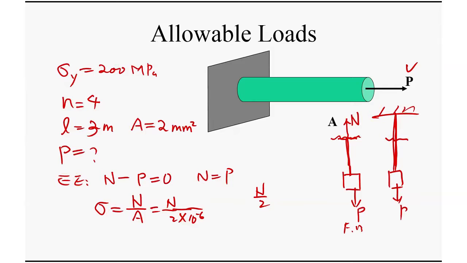Now what's next? How can I make this safe? I want to make this stress smaller than what? It should be smaller than the allowable stress. That's what we define. Now what's the allowable stress? It should be sigma y over n, and that is 200 over, what's the safety factor? 4. What's the value? 50. So we want to make sure the stress is less than 50.